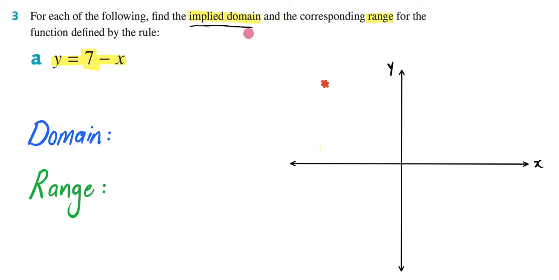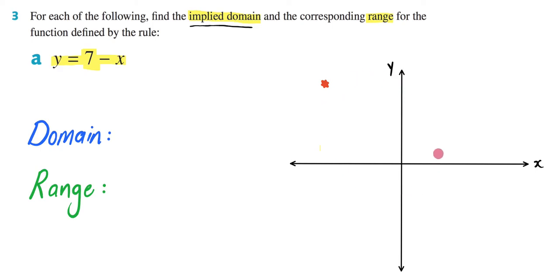So when the domain of a function is not explicitly stated, it is assumed to consist of all real numbers for which the rule has meaning. And we refer to this as the implied or maximal domain of the function, because the domain is implied by the rule. So right here, this is our rule, and we need to figure out what my implied domain is.